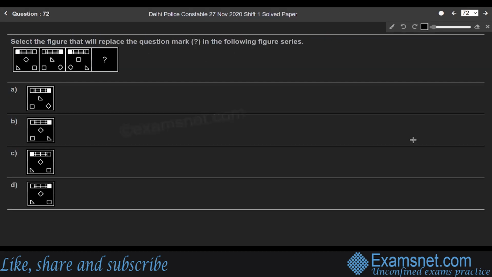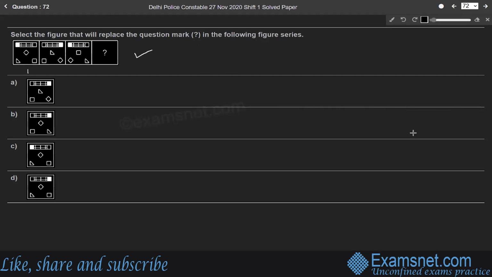Question 72. Select the figure that will replace the question mark in the following figure series. So the series is given like this, in which we have to find the fourth figure from the first, second and third figures. In the first figure, the horizontal image, when it is rotated through 180 degrees, gives the horizontal image of the second figure, right?